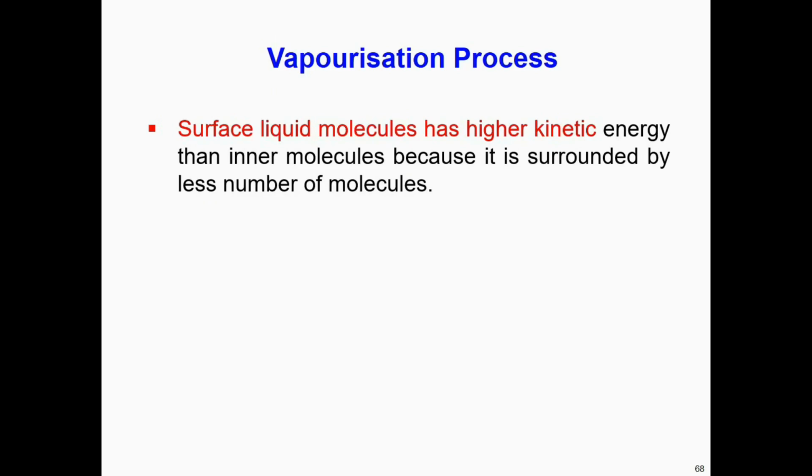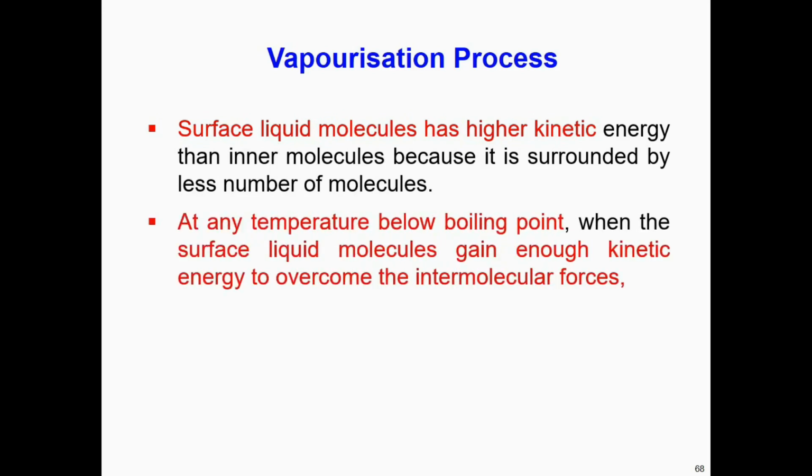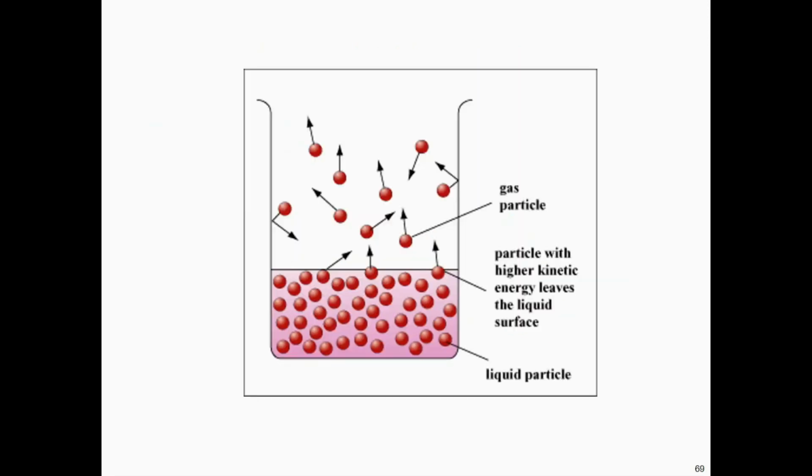So vaporization process occurs at the surface. Liquid molecules at the surface have higher kinetic energy than inner molecules because they are surrounded by fewer molecules. It can occur at any temperature below boiling point when the surface liquid molecules gain enough kinetic energy to overcome the intermolecular force. The liquid molecule will leave the surface as vapor or gas.